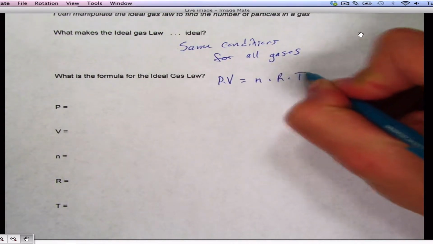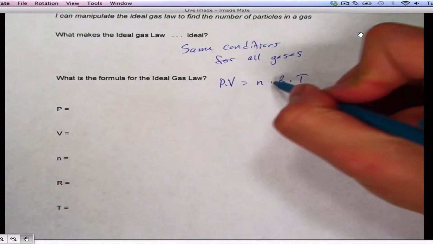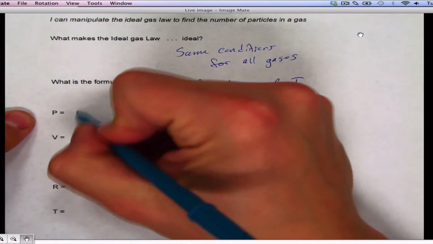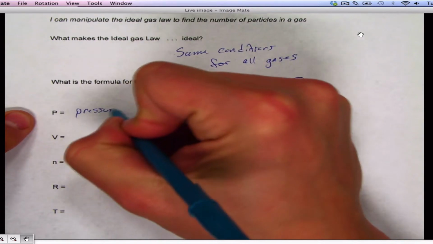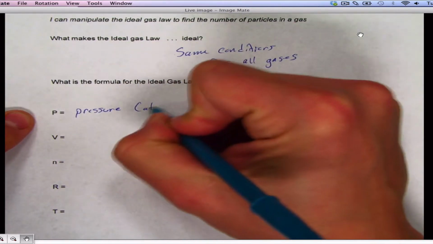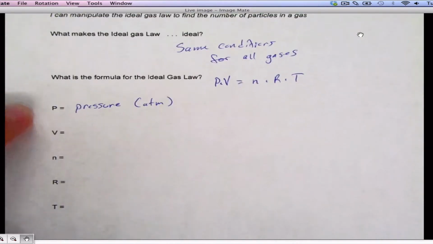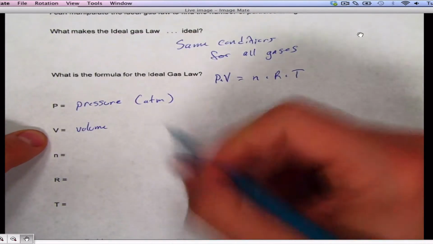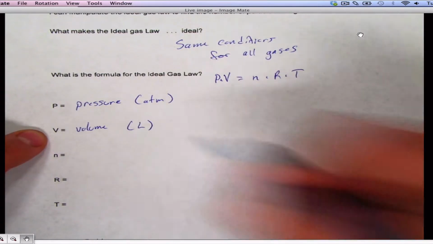times R times T. All right? So what do all these things mean? Well, P is pressure. Okay, we dealt with that before. You want pressure to be in atmospheres, so you might have to convert a little bit. V is volume. Volume is the space it occupies, and we want it to be in liters.